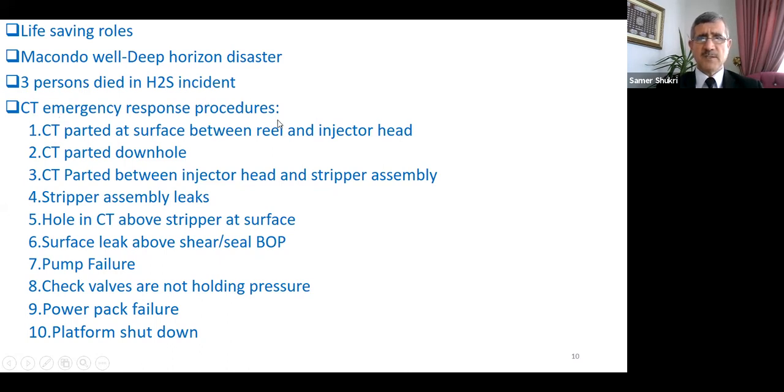Coiled tubing emergency response procedures. The total is 10. So if you want to work as a coiled tubing operator or assistant or supervisor, you have to memorize these cases by heart. So we have to go through them one by one.